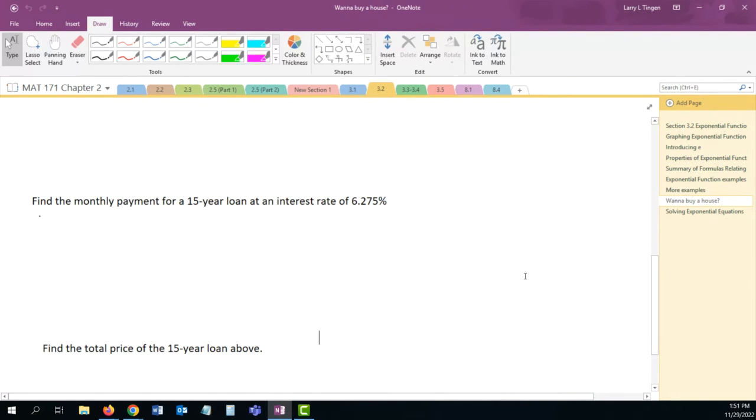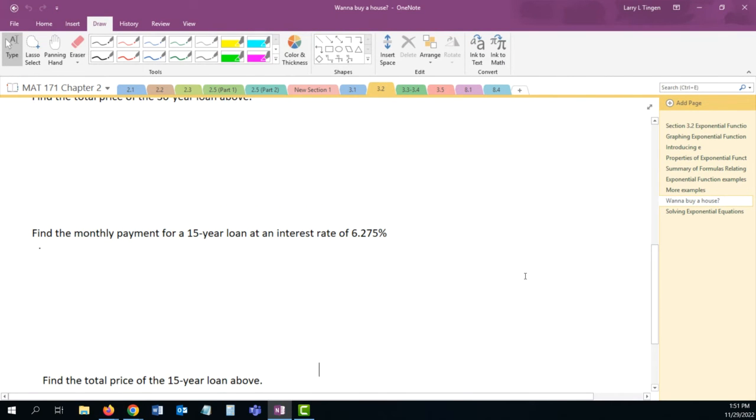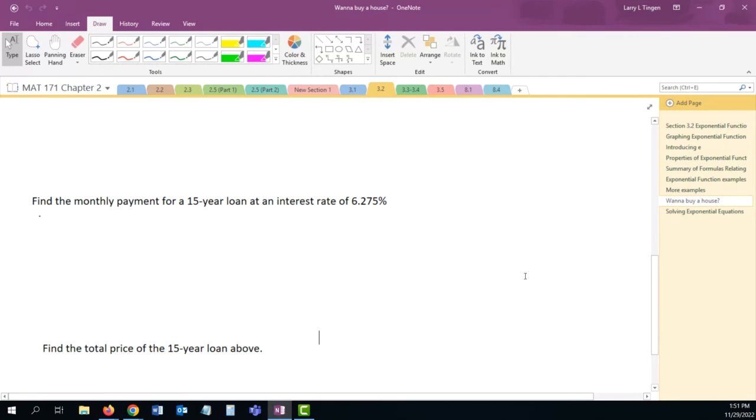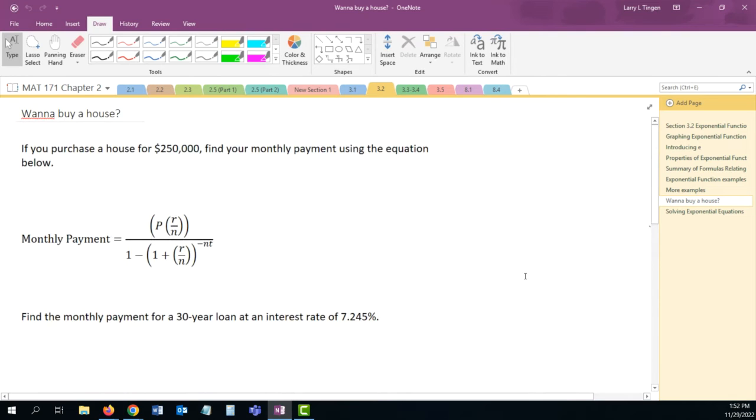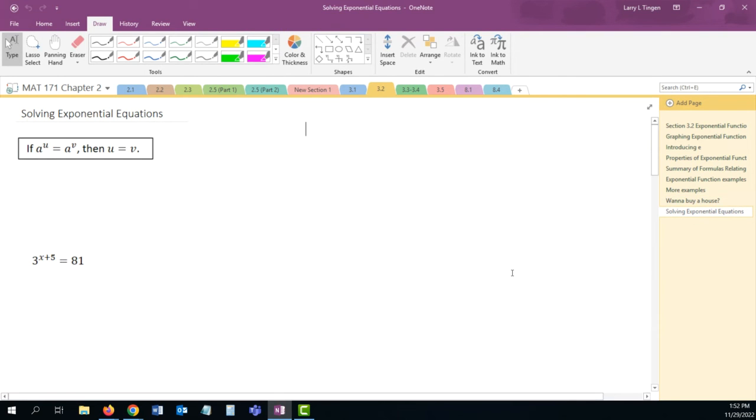Then you're going to do the same thing for a 15-year loan for the same amount. If you take a shorter loan, you usually get a lower interest rate. And then figure out what's the difference between taking a 30-year loan and making minimum payments, and taking a 15-year loan and making minimum payments. Last part of 3.2, the part I really want to get at is solving exponential equations.